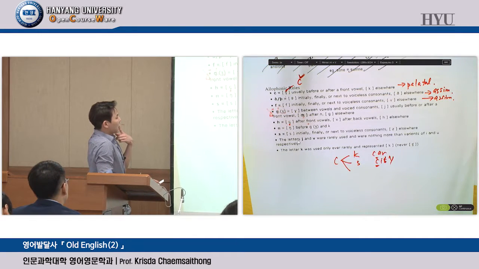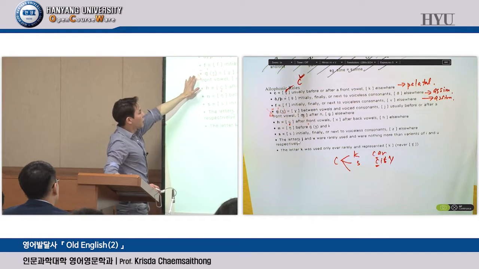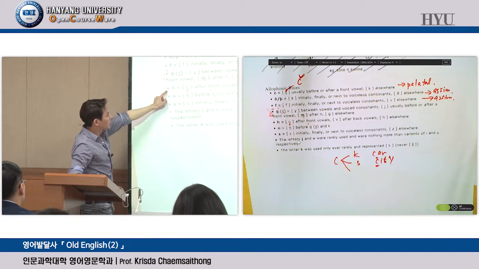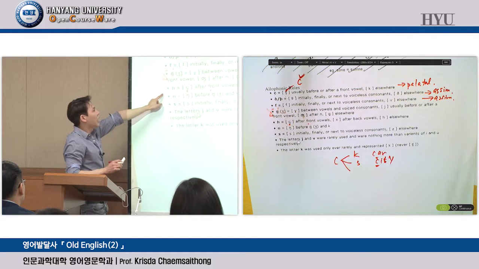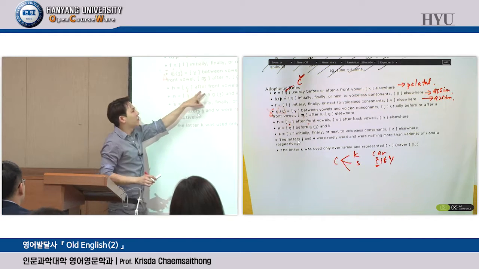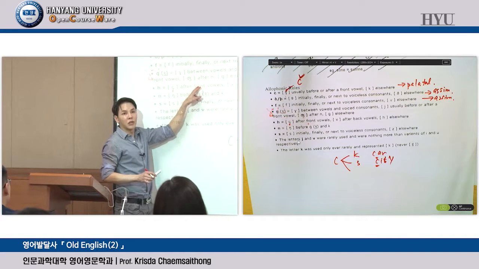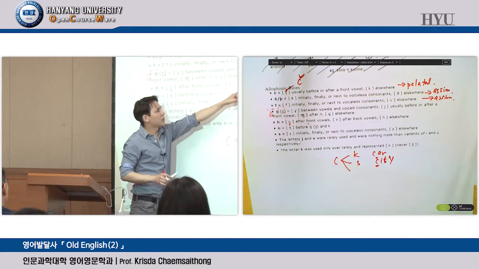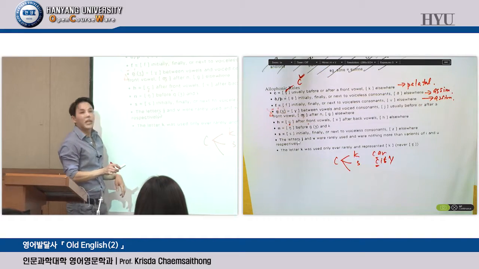Let's see. I'll skip the G because this is more complicated. I'll go to H. H becomes a C with a tail after a front vowel, front. You see the word front. X after back vowels, and H elsewhere.